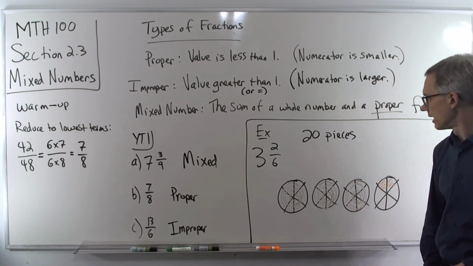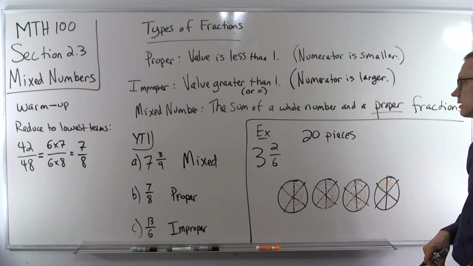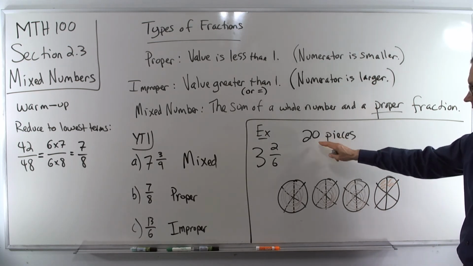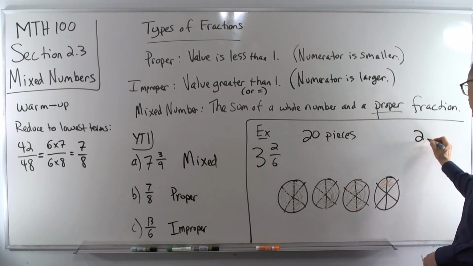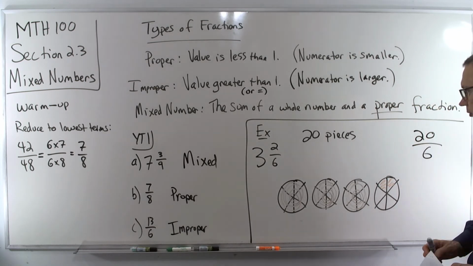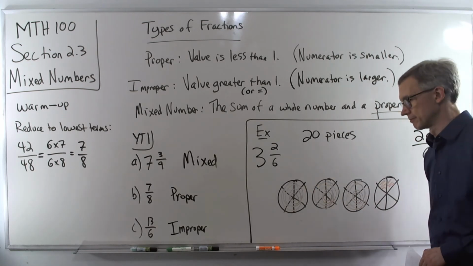And now we can write this as an improper fraction. So the number of pieces goes on top, the number of pieces in each pizza goes on the bottom. So as an improper fraction, we have 20 over 6. So that's another way of writing 20 pieces of pizza, 6 pieces each. Another way of writing 3 and 2/6.